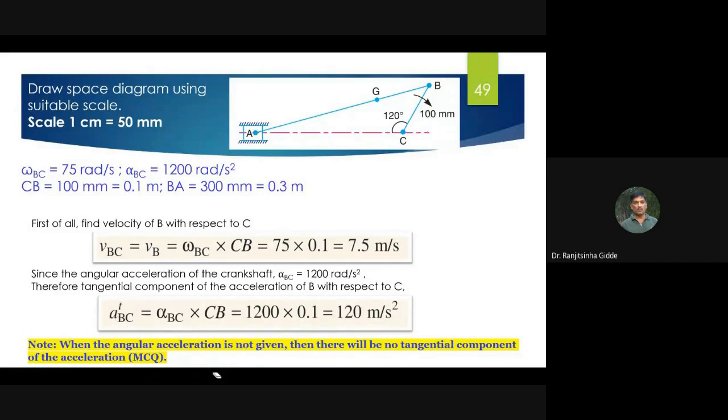So for that reason this note is given. Or when the angular acceleration is given, then there will be tangential component.